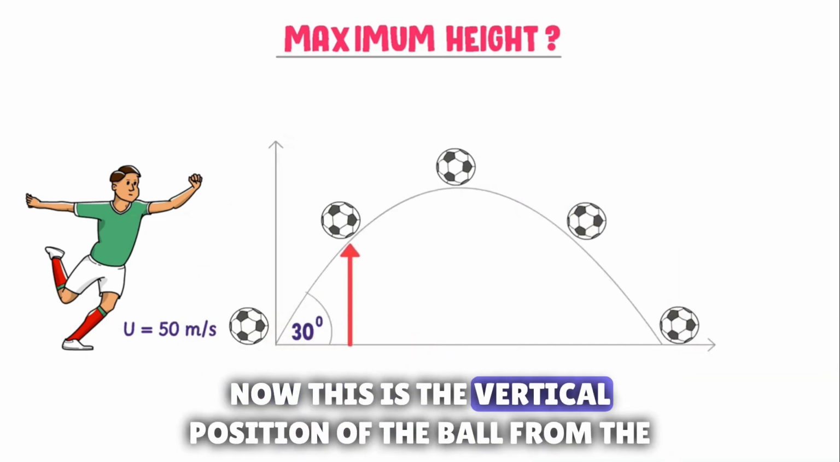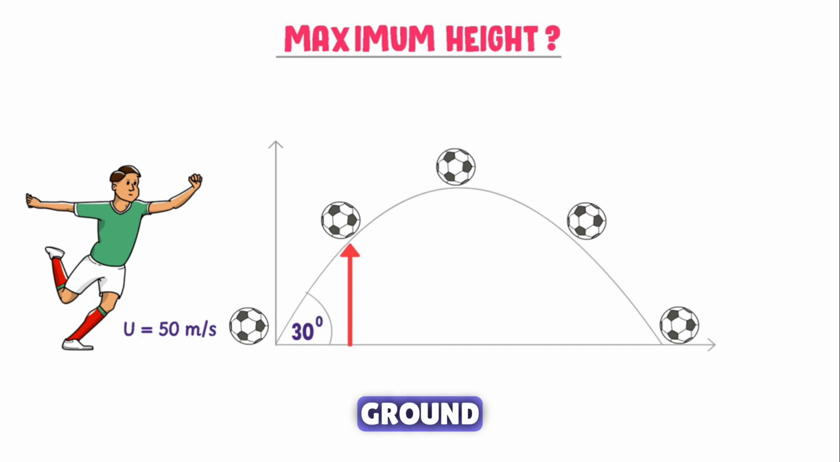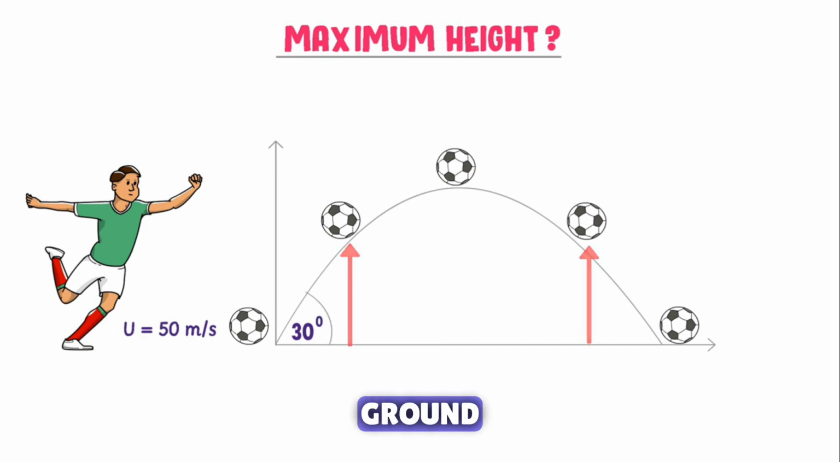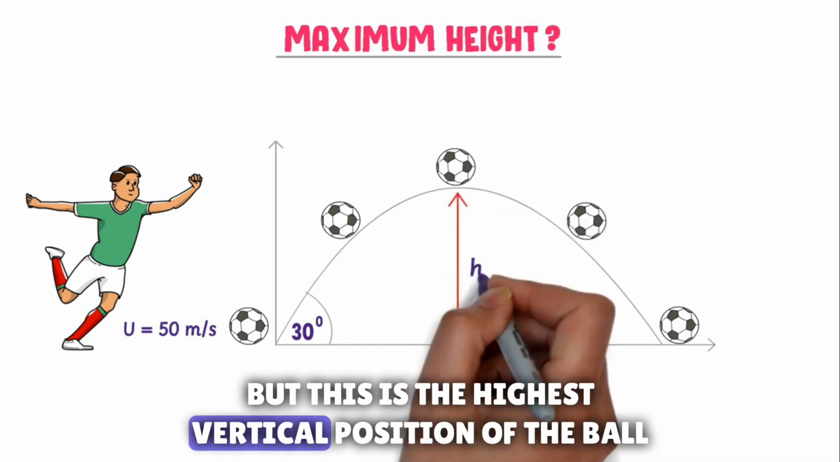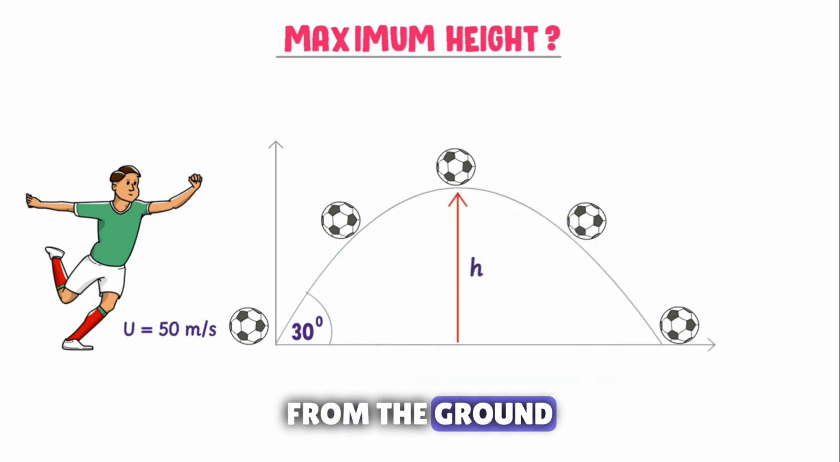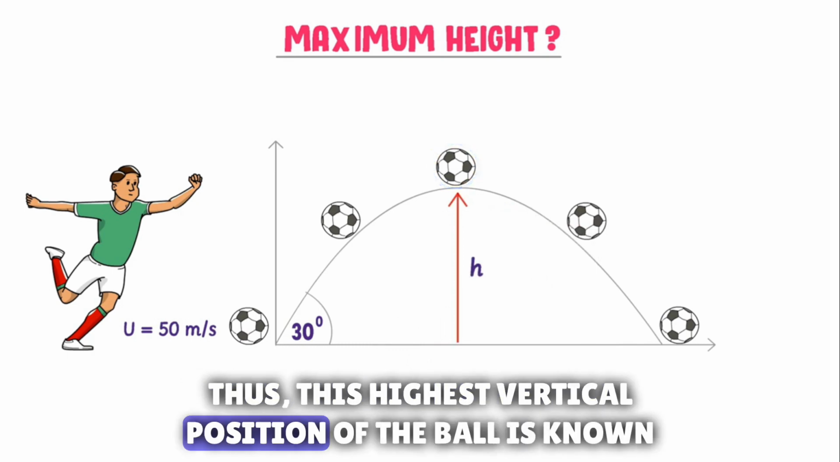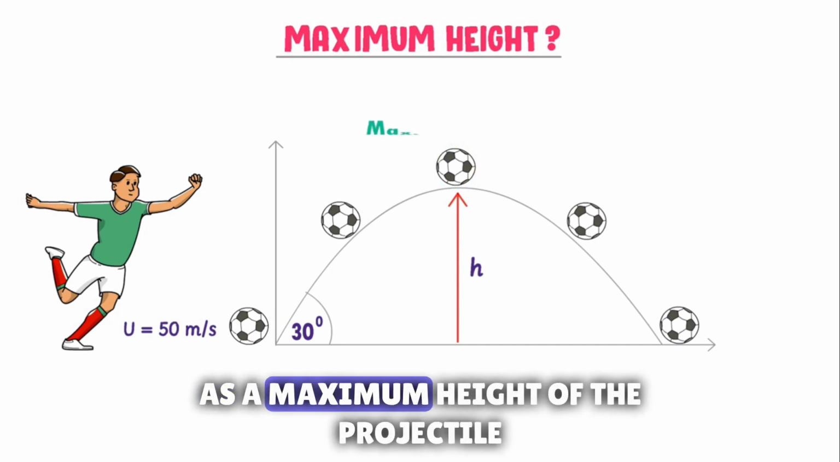Now this is the vertical position of the ball from the ground. This is also the vertical position of the ball from the ground, but this is the highest vertical position of the ball from the ground. From this point onward, the ball falls down. Thus, this highest vertical position of the ball is known as the maximum height of the projectile.